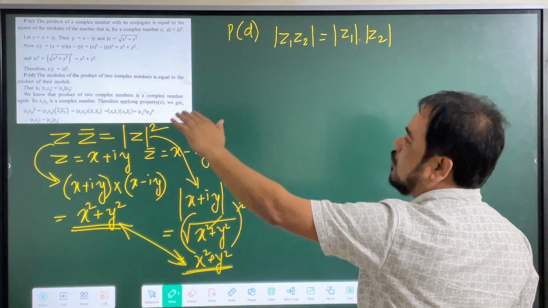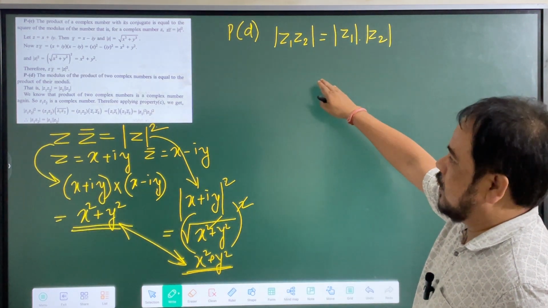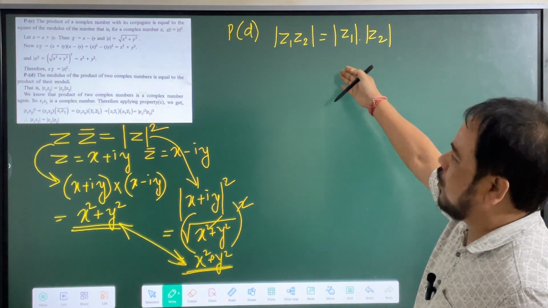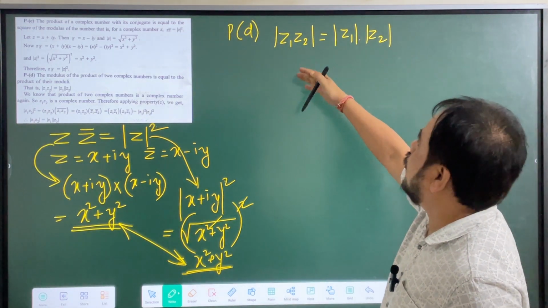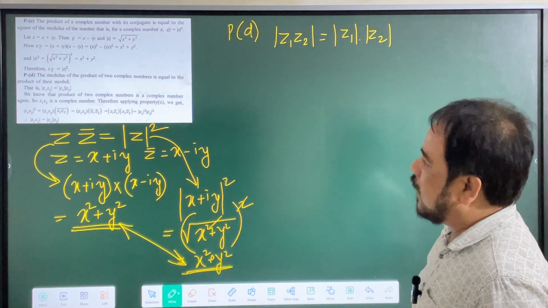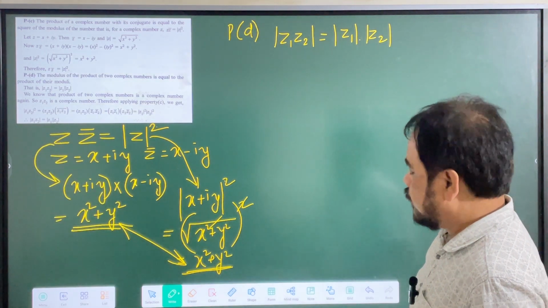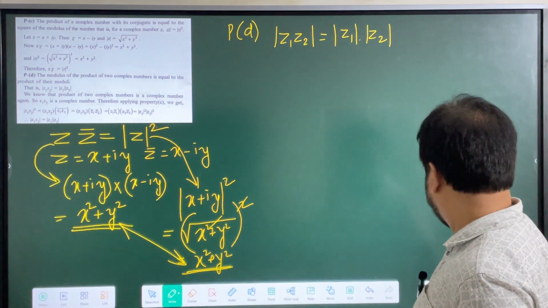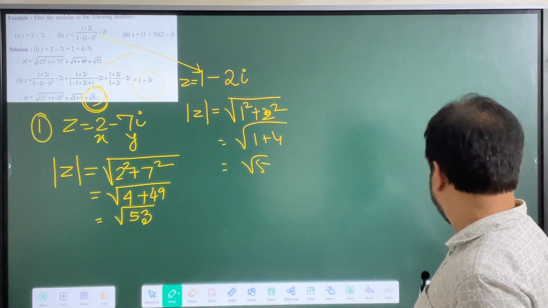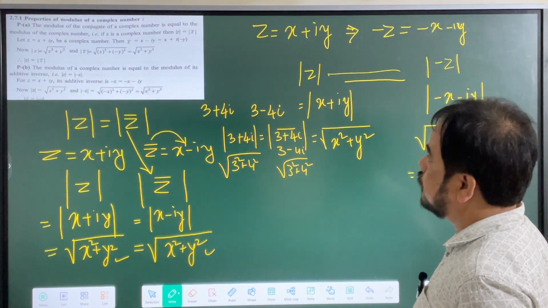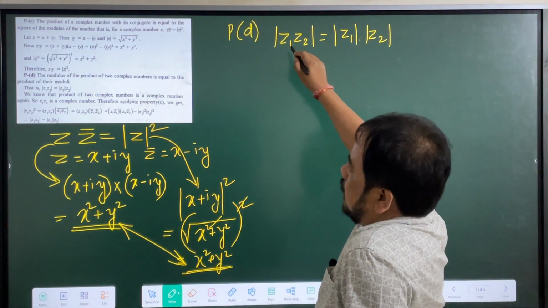We don't have to read line by line from there. This can be proved by yourself. It will be very long, or even if it is not long, you don't have to worry about that. You can do it yourself, or I can also show you, no problem. Z1 and Z2, two complex numbers.